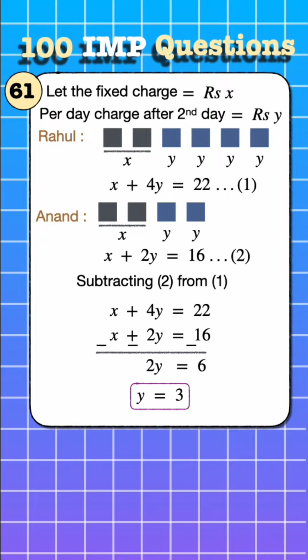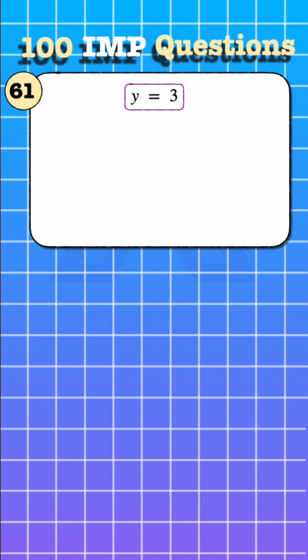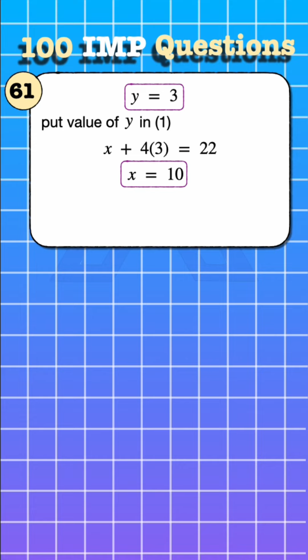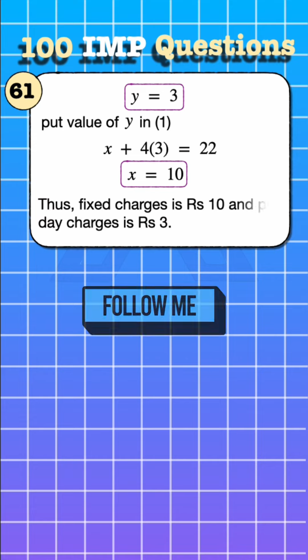Then we will substitute this value of Y in equation number 1. So X plus 4 into 3 equal to 22. 4 into 3 will be 12, and 12 will go on the right hand side. So 22 minus 12 will give you 10. So X is equal to 10, which means the fixed charge for the first 2 days is 10 rupees, and after that for each day we have to pay 3 rupees.